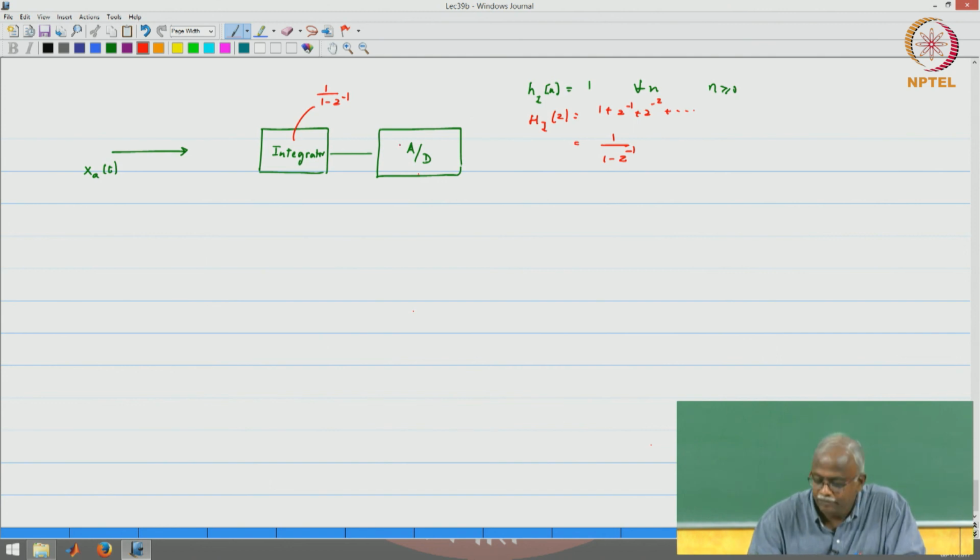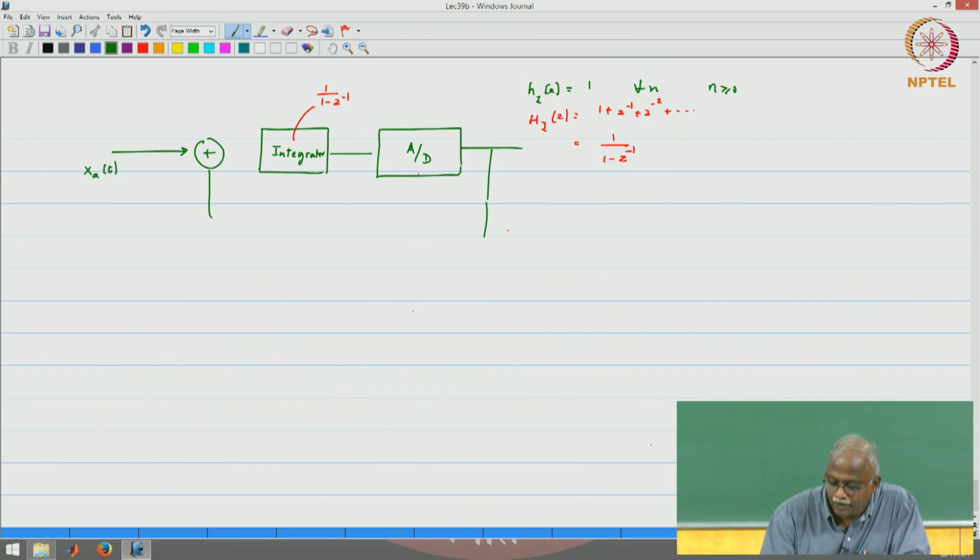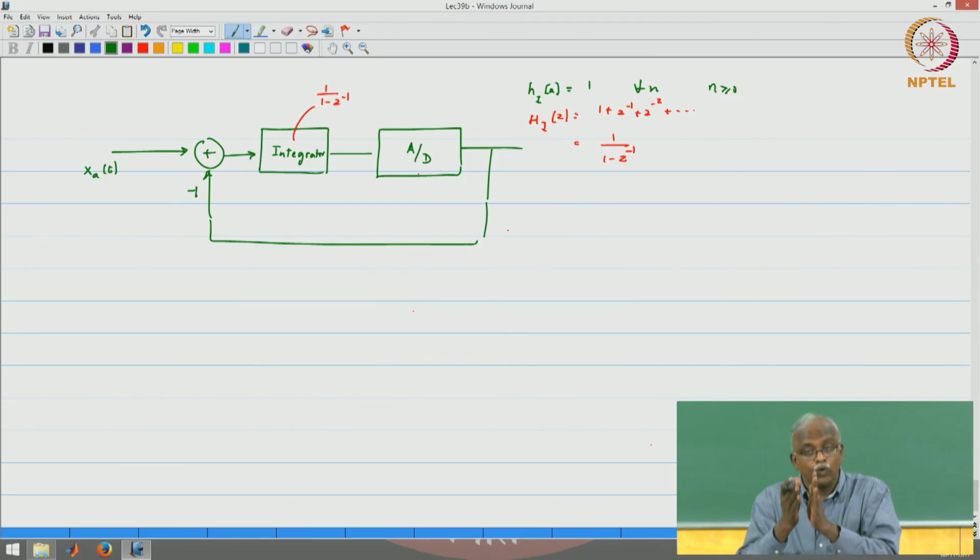So, how do I differentiate first? I take this signal and subtract it from the difference, with a minus sign, a minus 1. If I oversample my signal, two successive samples will look almost the same. So, if I subtract out the previous sample, it looks like I am making a differentiation of a small step, x[n] minus x[n minus 1]. Then I pass that through an integrator and then quantize it.